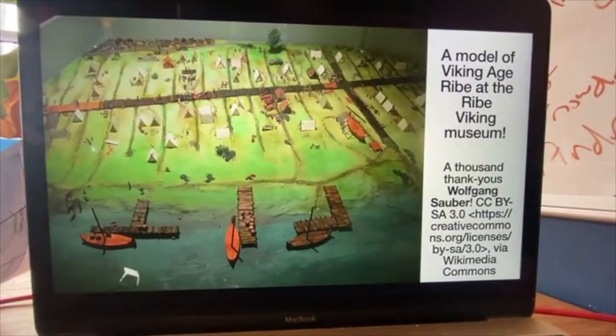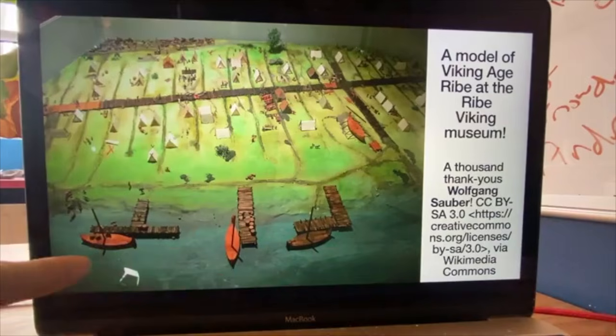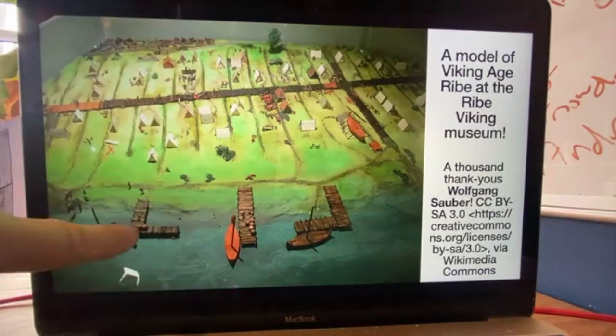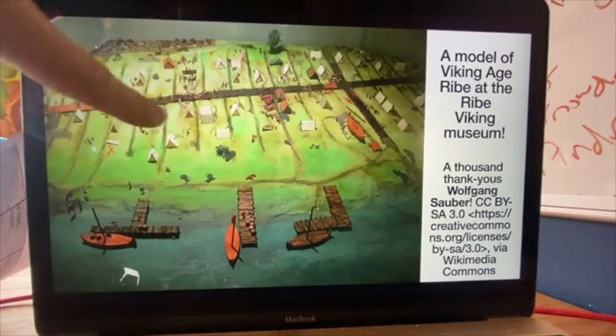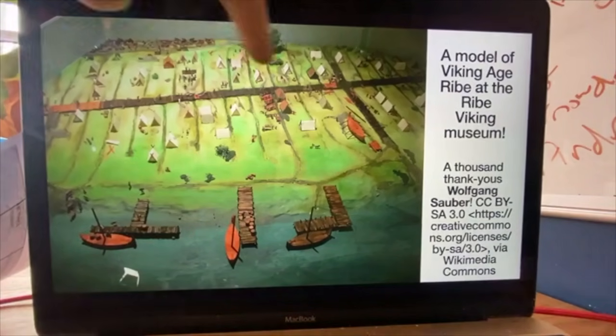Here you go. Thank you so much, Wolfgang Sauber. So this would be the coastline where they pull the little boats up, and then this is the wooden path down the middle, and you have all your little tents selling stuff.